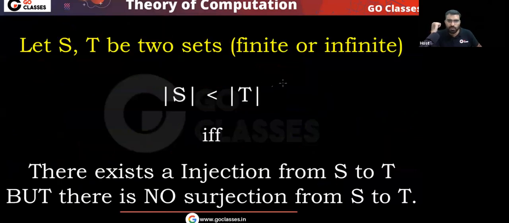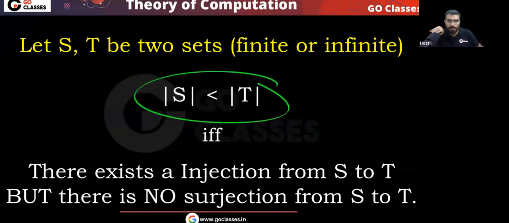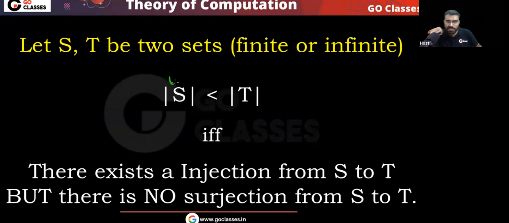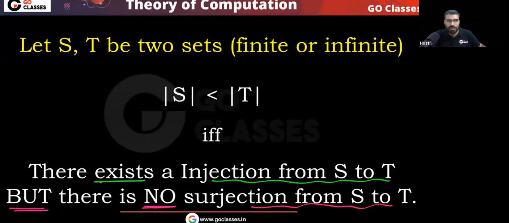So finally, this is what I'm saying: the cardinality of set S is strictly less than the cardinality of set T if and only if there exists an injection from S to T, but there is no surjection from S to T. Is this clear? This was the last point.